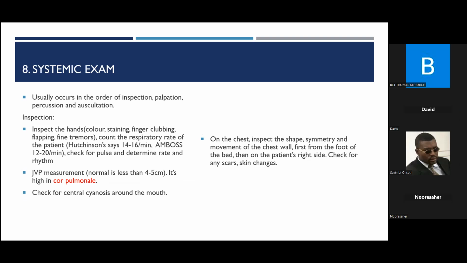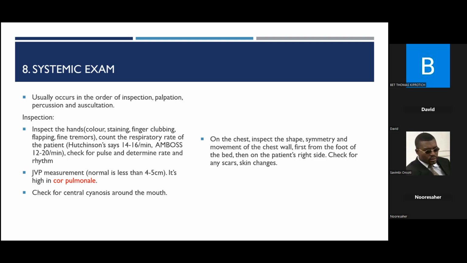So here it says also check for central cyanosis around the mouth. Upon inspection of the chest, you start from the foot of the bed and then move onto the right side of the patient. All exams are done from the right side of the patient's bed. Always make sure you're at the right side. You could do everything right, but that small detail is what's going to negate all that you've done.